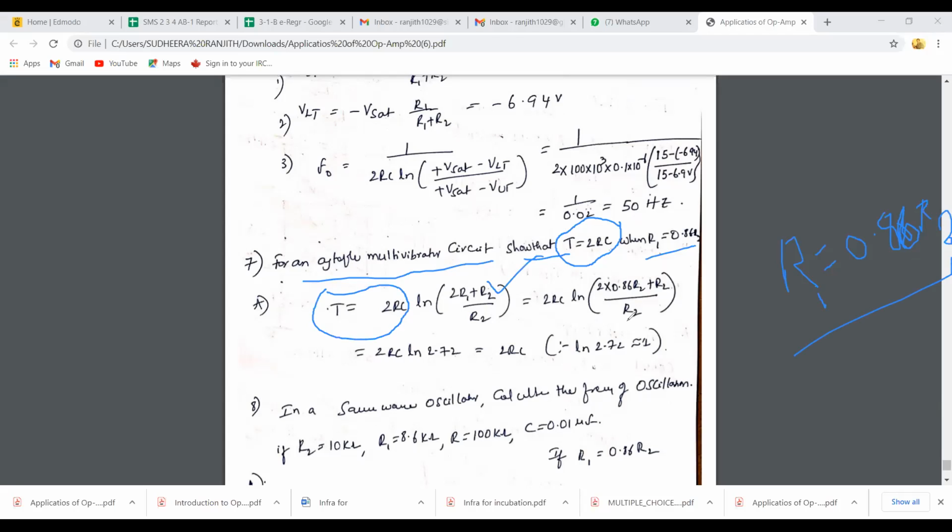Entire term becomes 1. This entire term becomes 1, when R1 equal to 0.86 R2.